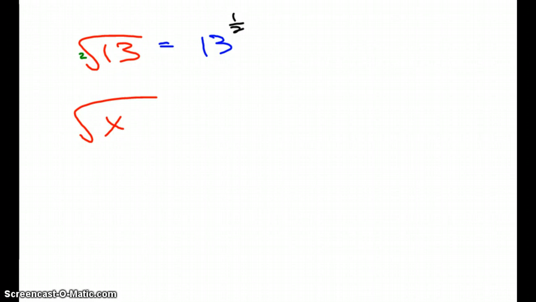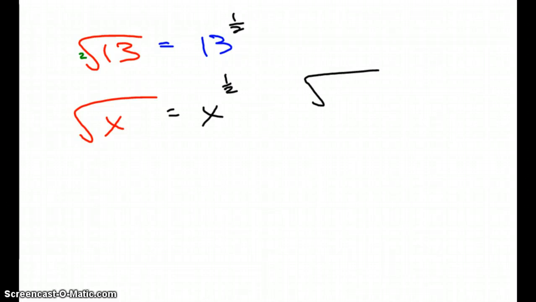So 13 to the 1/2 power means what is the square root of 13? Oh, it's like half. Yes. So the square root of x can be written as x to the 1/2 power. It has absolutely nothing to do with it being a 1/2. It has everything to do with, that's just the way you write it.